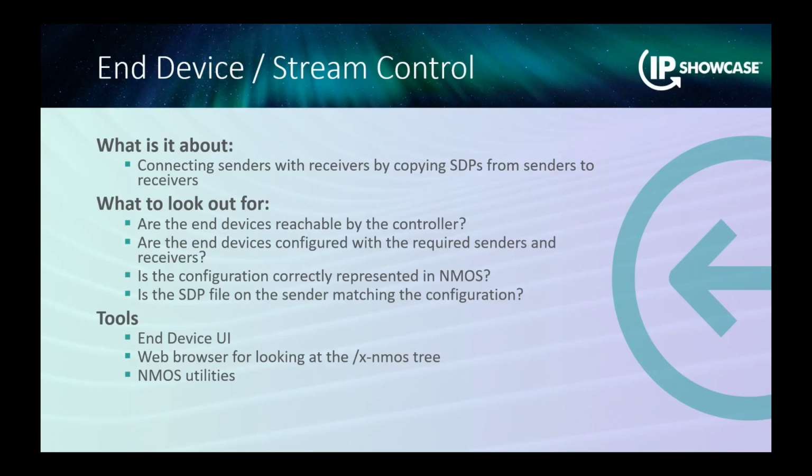One other thing is, usually you need to configure your end devices. Most devices are rather flexible in how many senders and receivers they support. And then you need to look at your device configuration, if it's as you intended. But the second thing is also look at the NMOS implementation. It's very easy. You can just use a web browser and browse through the NMOS tree, as was just presented in the last presentation.